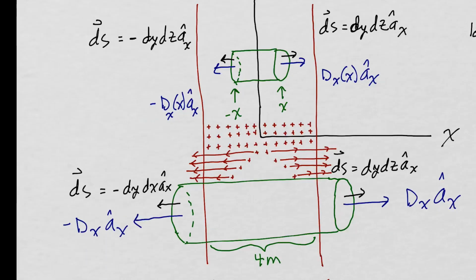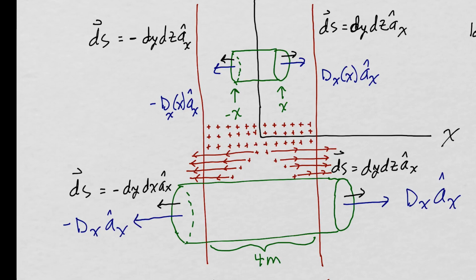The direction of the differential surface elements are outward normal. So on the right-hand face, it's dy dz in the plus a sub x direction, and on the left-hand face, it's dy dz in the minus a sub x direction.